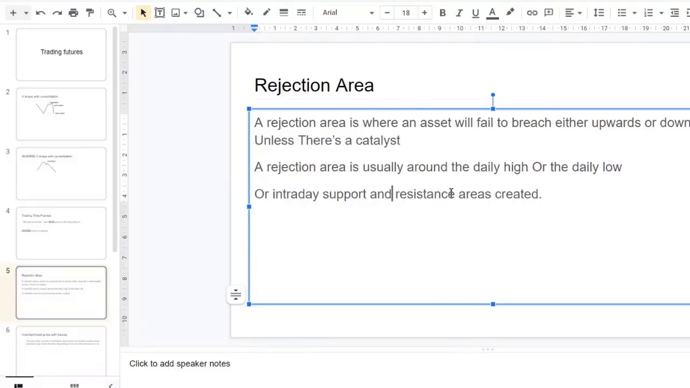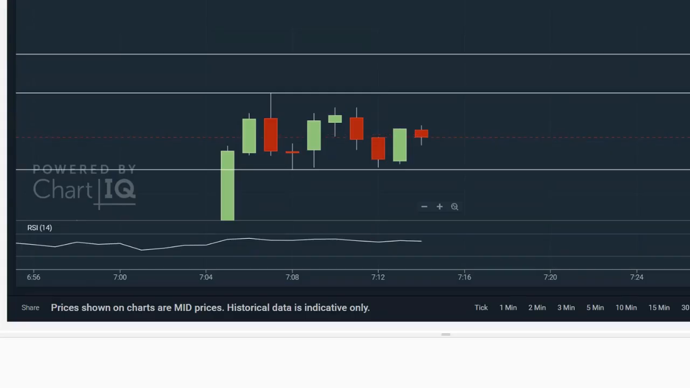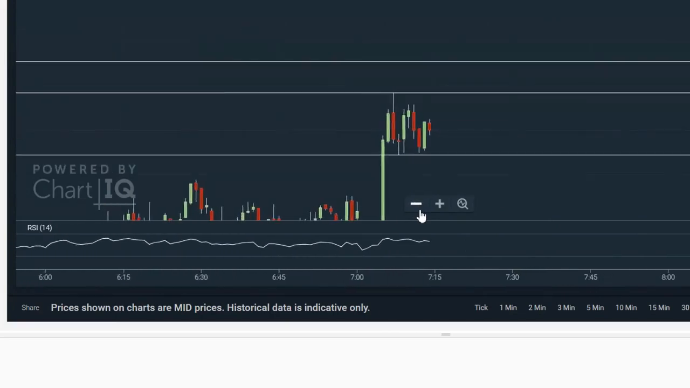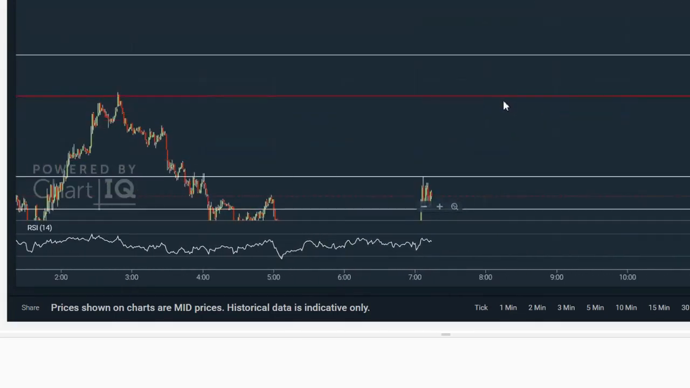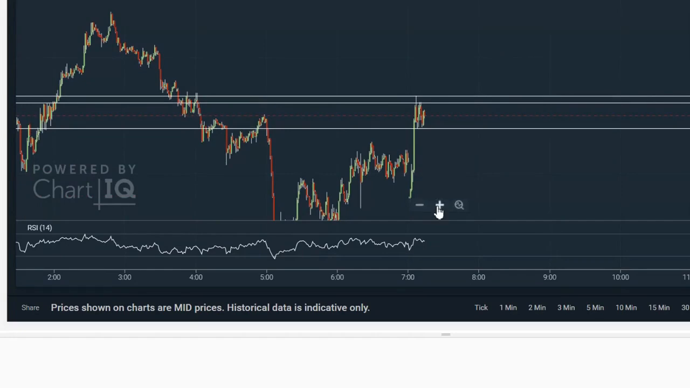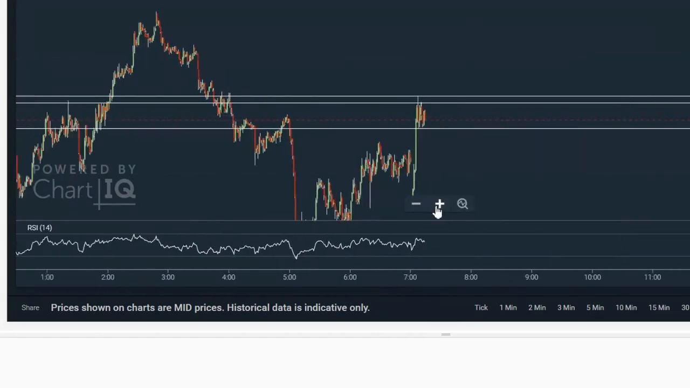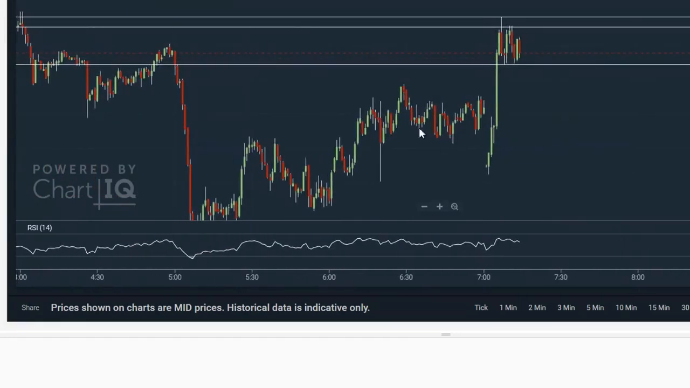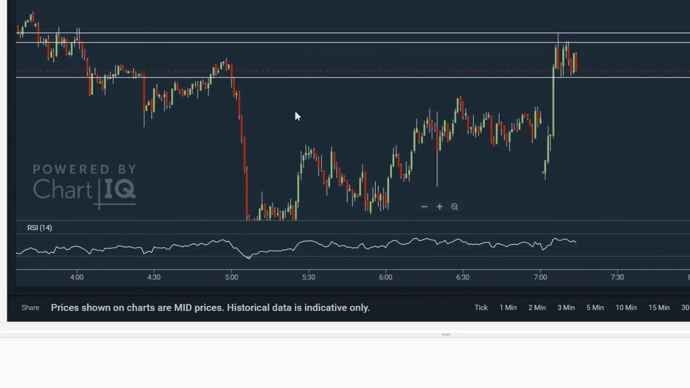A rejection area is usually around the daily high or the daily low. That's what a rejection area is, guys. And this is a rejection area. Okay, if we zoom out, 1 minute time frame. Remember, a rejection area doesn't have to be exactly at the figure, which is why a lot of you will get stomped out when you put a stop loss, especially with futures. A rejection area could be just above it or just under it. So that's why it's important to have a wider stop loss when trading futures.